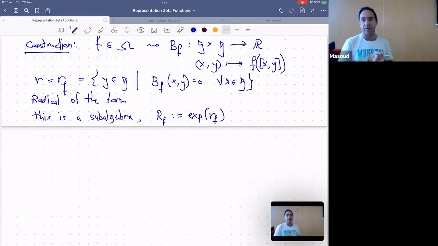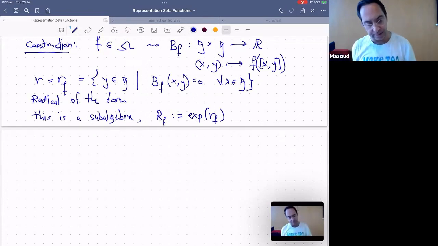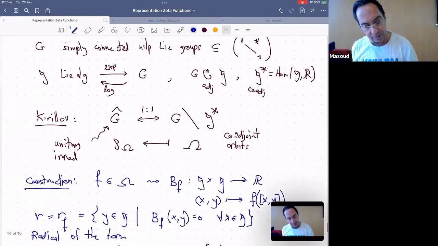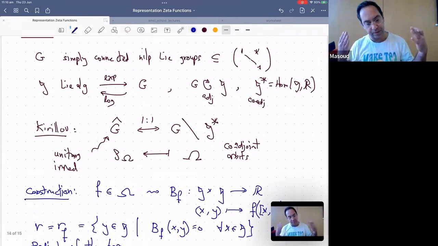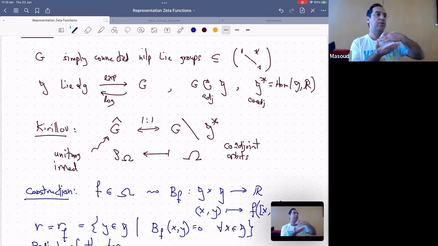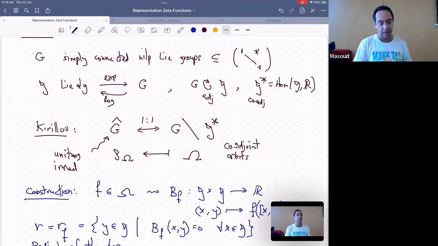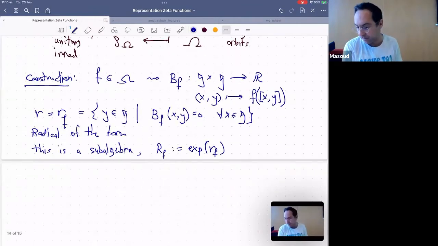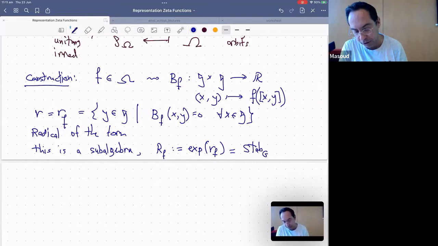So the good thing here with the group and the Lie algebra, when you look at the construction of Lie groups and Lie algebras, you have always the map from the Lie algebra to the group by the exponential map, but it's not a bijection, and it doesn't give you a bijection between algebras and subgroups, but here it does. So you have here a subgroup, and this subgroup also turns out to be the stabilizer in G of the functional F.